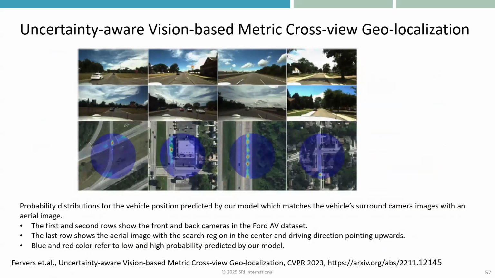A paper along these lines was published in CVPR 2023 called Uncertainty-Aware Vision-Based Metric Cross-View Geo-localization, where given these different ground images, they were able to locate the vehicle on an aerial map. And not only did they locate the vehicle, they also gave you an uncertainty. They would say, this is the vehicle and this is the uncertainty heat map around it.